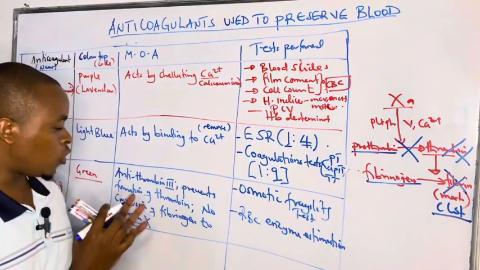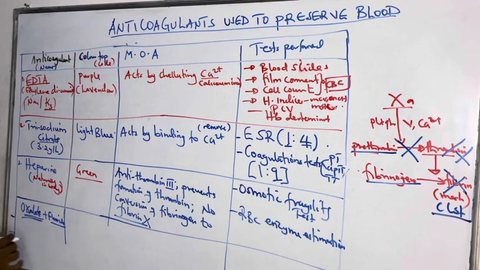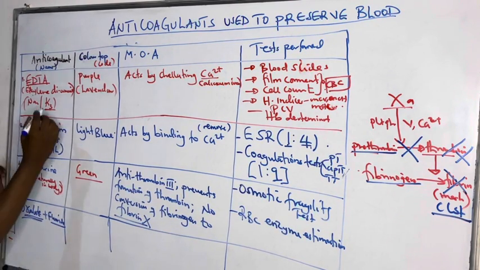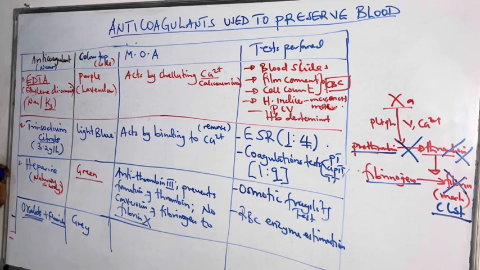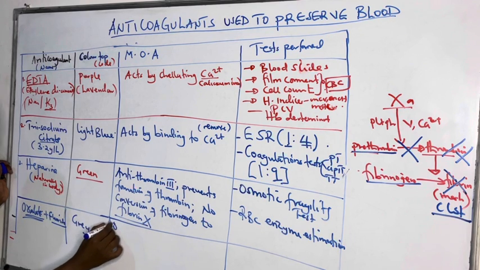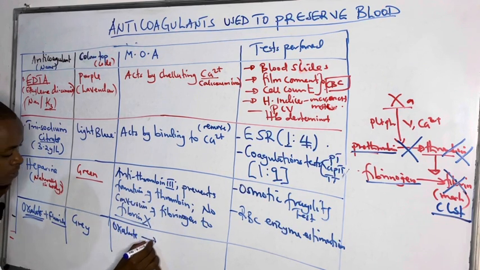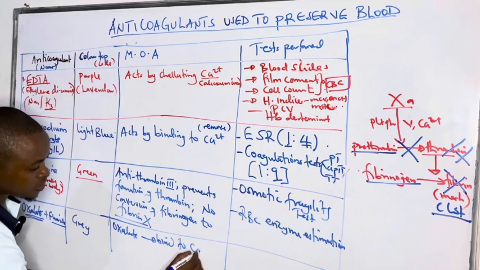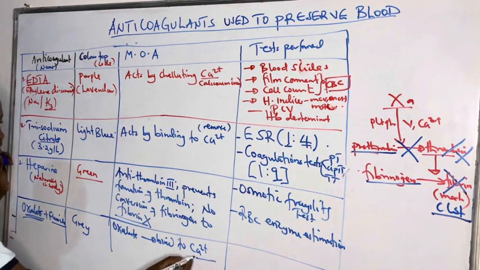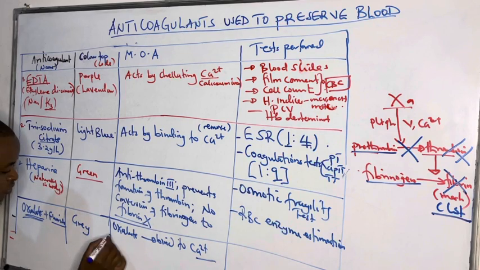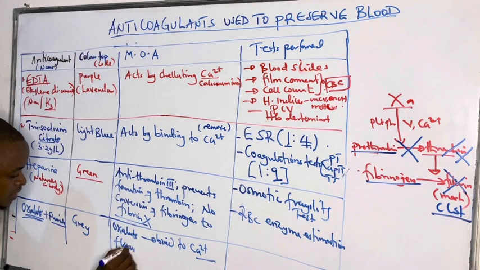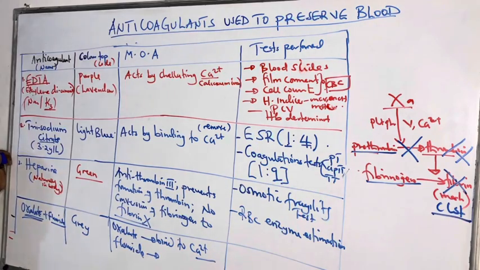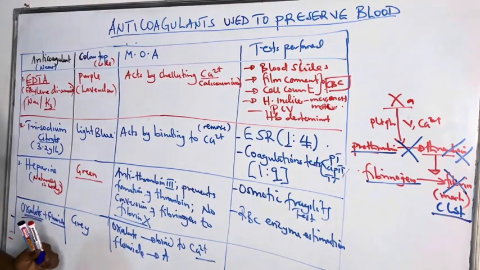Then we combine them with oxalate salts, whereby these oxalate salts combined with the fluoride, the color code is always gray. The oxalates in this bottle are responsible for binding loosely to calcium ions. They bind and remove calcium ions, stopping clotting, whereas the sodium fluoride, the fluoride is an inhibitor of an enzyme in glycolysis. So we say the fluoride is antiglycolytic.